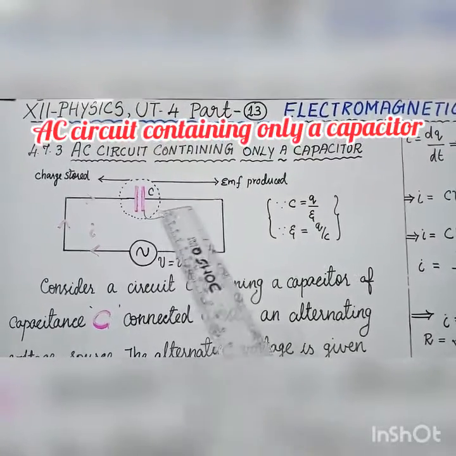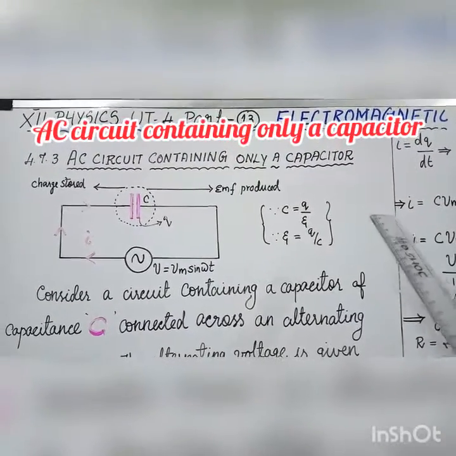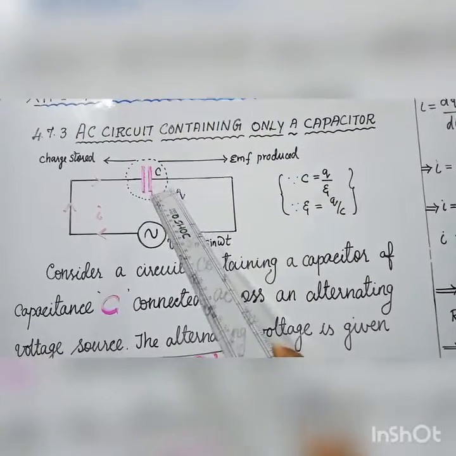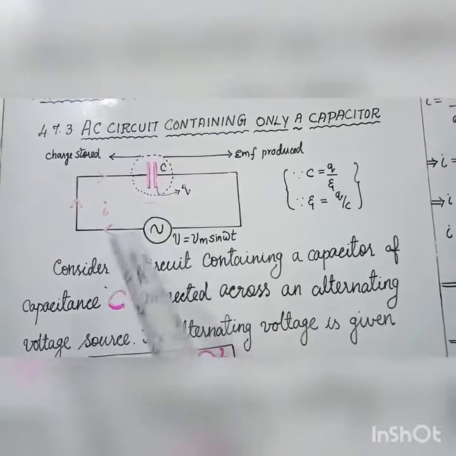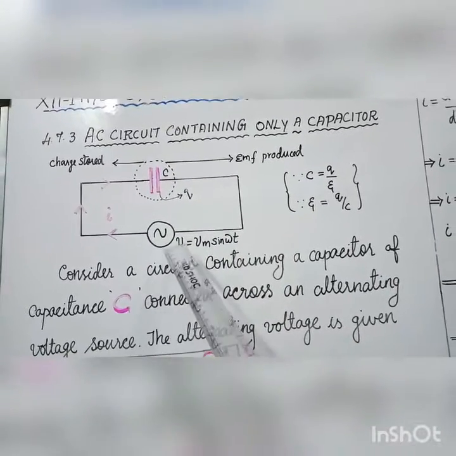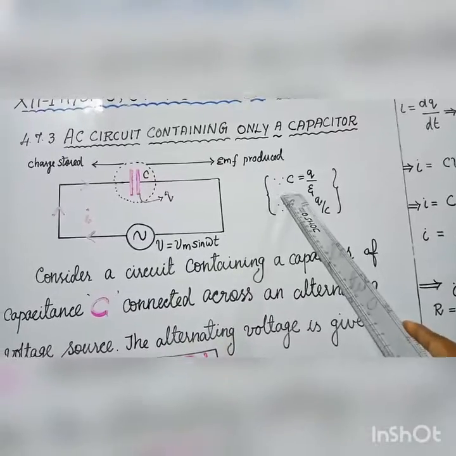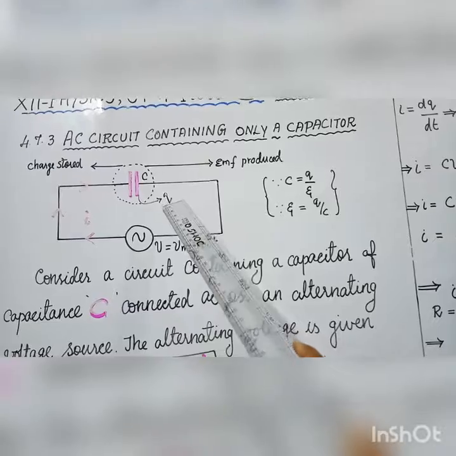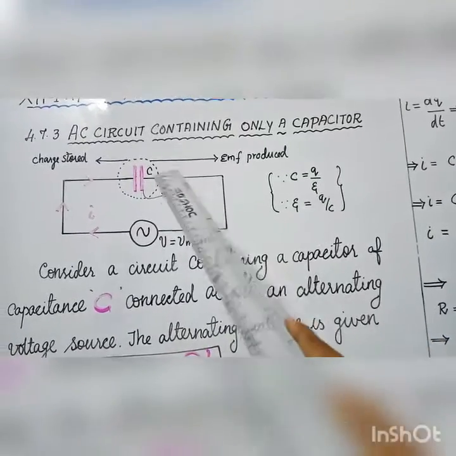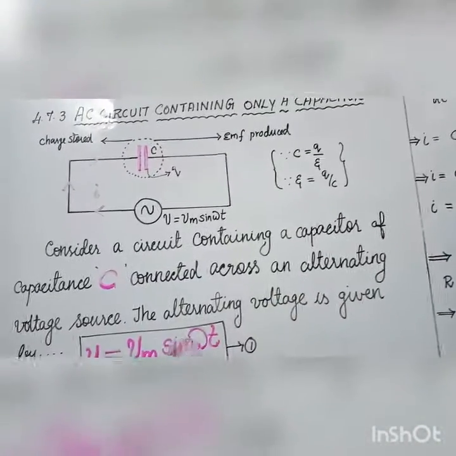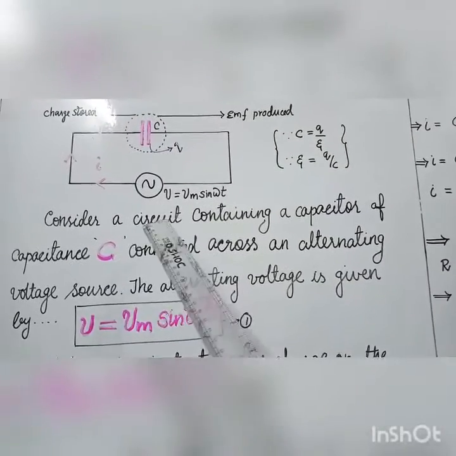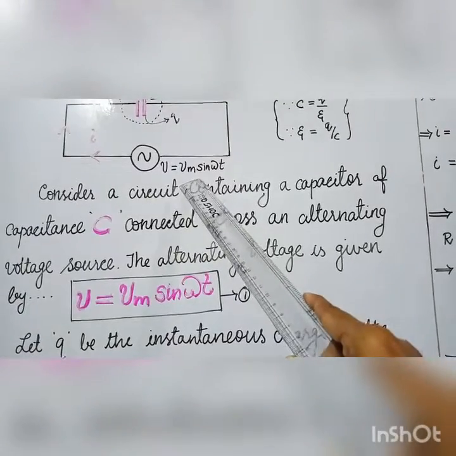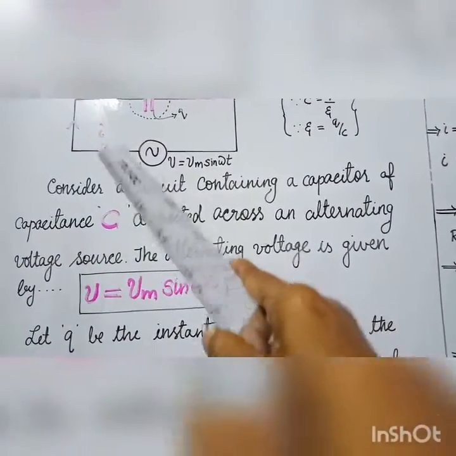Next topic: AC circuit containing only a capacitor. Consider a circuit containing a capacitor of capacitance C, connected across an alternating voltage source V. What is C? The capacitance C is equal to Q by E. Q means the charge of the capacitor, and E means the induced EMF in the capacitor. The alternating voltage is given by V is equal to Vm sin omega t. What is Vm? The maximum voltage in this circuit.